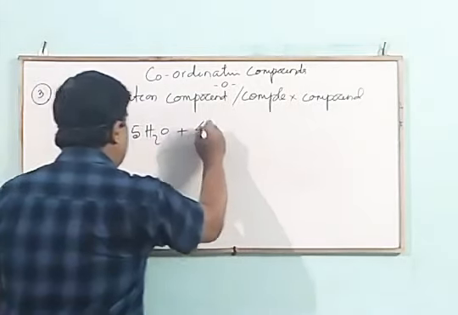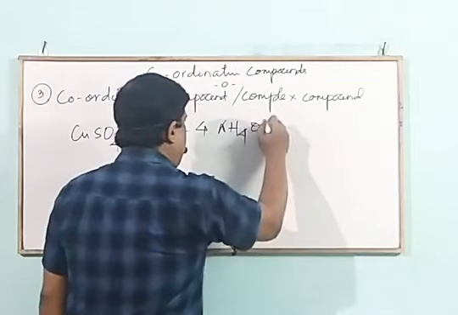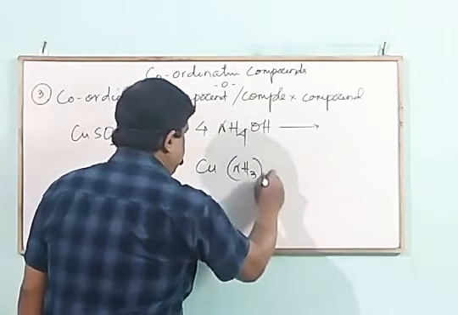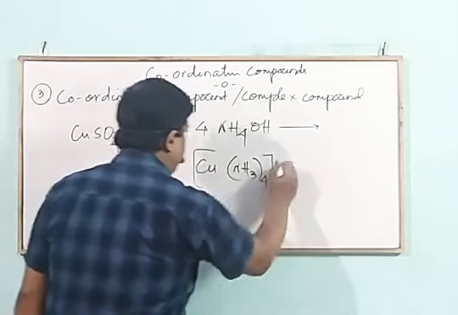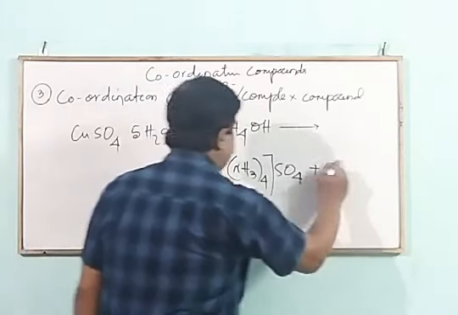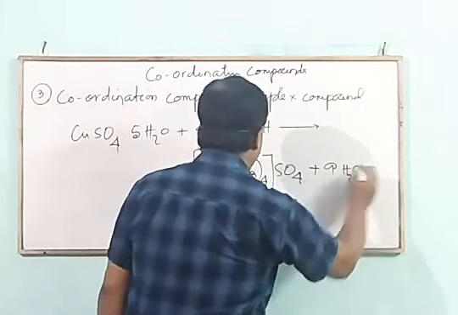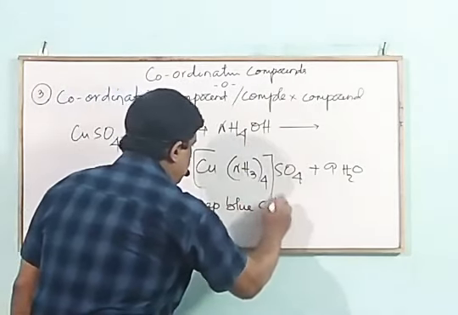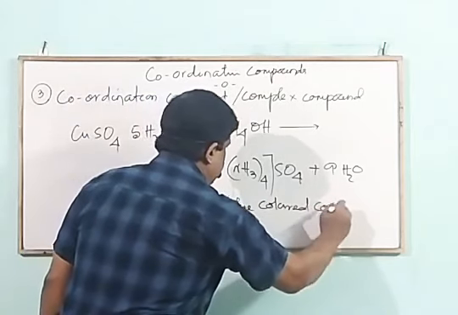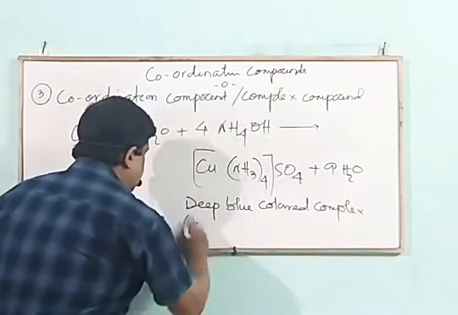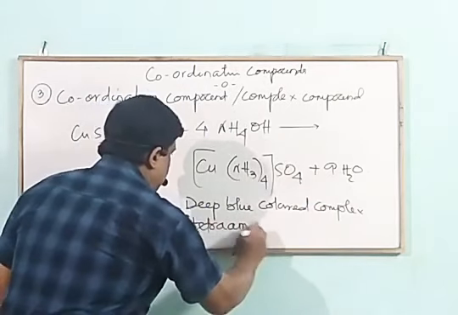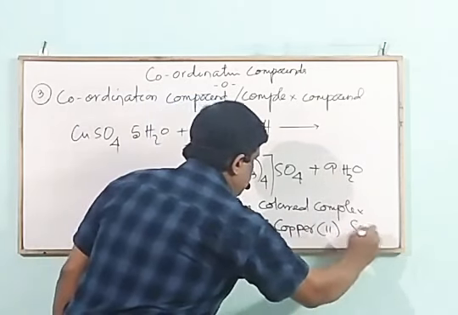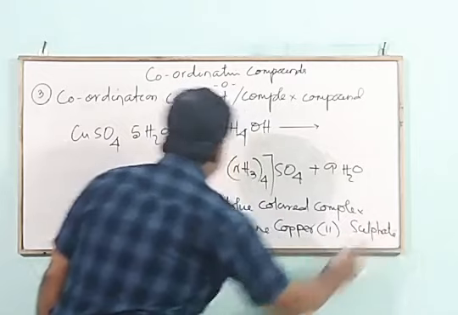CuSO4.5H2O plus 4 molecules of ammonium hydroxide give rise to tetraamine copper(II) sulfate plus 9 water. It is a deep blue colored complex. Its name is tetraamine copper(II) sulfate. Mark that.